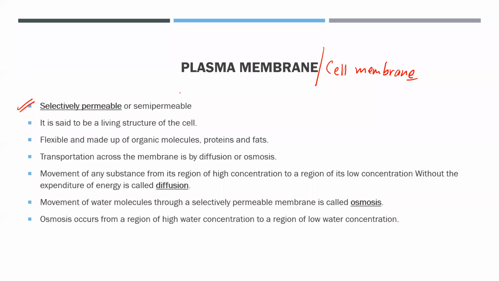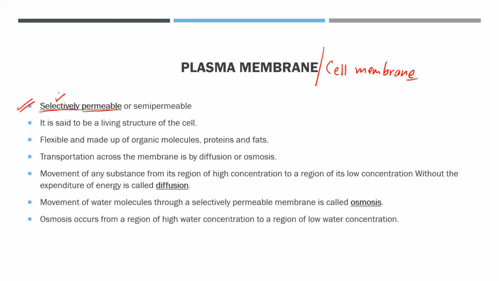That is why we have written that it is selectively permeable. It is permeable, that means it permits substances, but it is selective about it. Since it is selective, we have written selectively permeable. Any doubt up till here about the selectively permeable membrane?